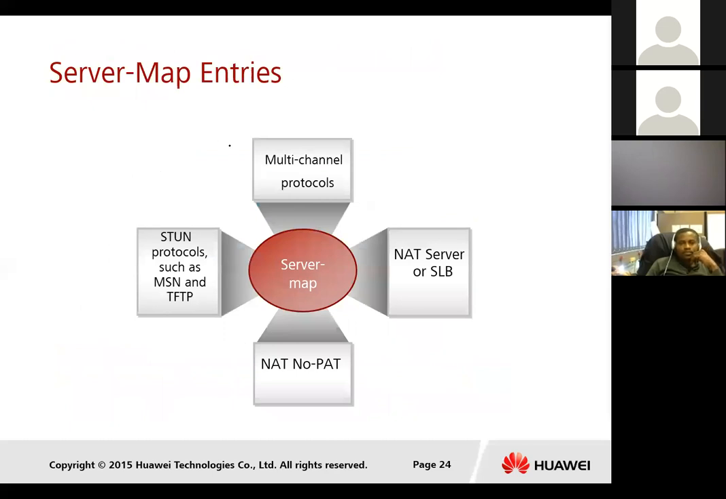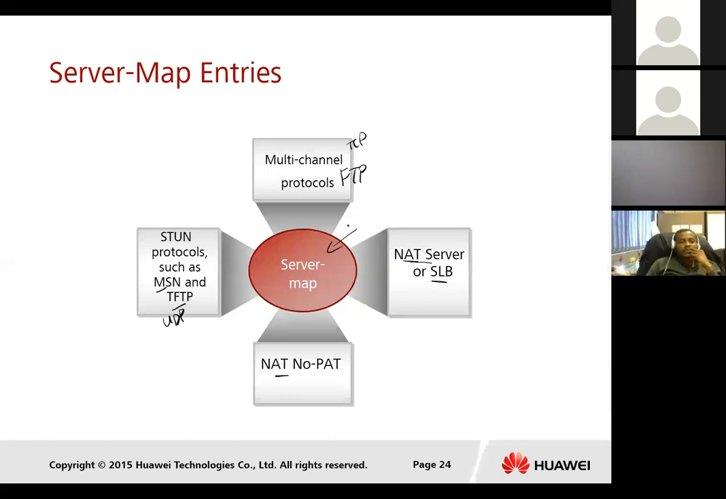So they can keep track based on the multi-channel protocol, as in FTP. For the STUN protocol, such as MSN, TFTP, this is all through UDP. This is more to the TCP when you have multi-channel protocol. NAT, the NAT server or the SLB. So for all these four methods, they are going to create the server mapping dynamically.